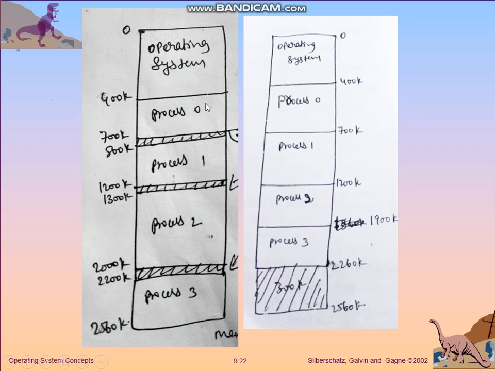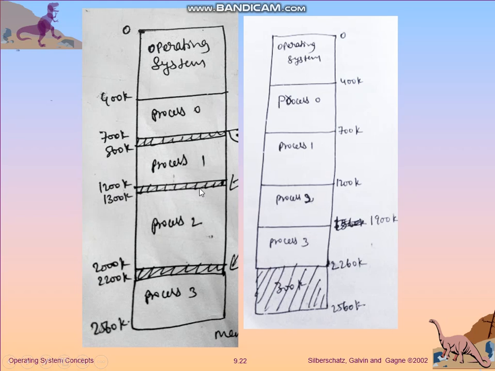You cannot divide this process into different blocks, or scatter the instructions of this process across memory. So if process 0 contains 10 instructions, all these 10 instructions should be stored in sequential order. So what is happening when you are using such kind of architecture? Here you can see that process 0 is occupying from 400K to 700K, then process 1 800K to 1200K, process 2, and then process 3.